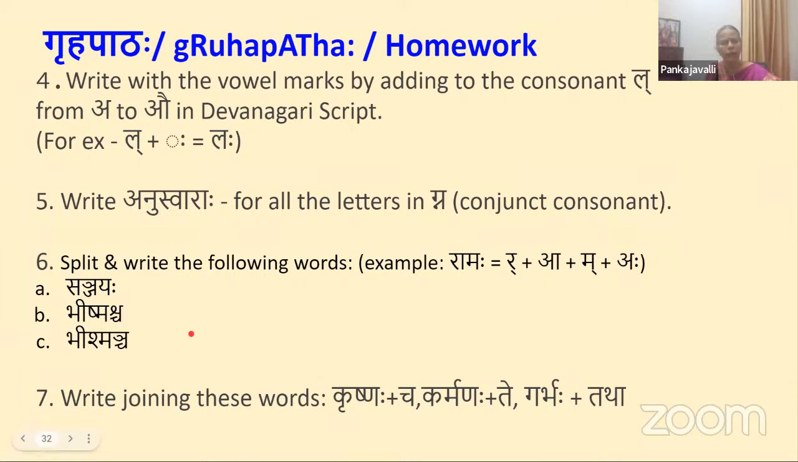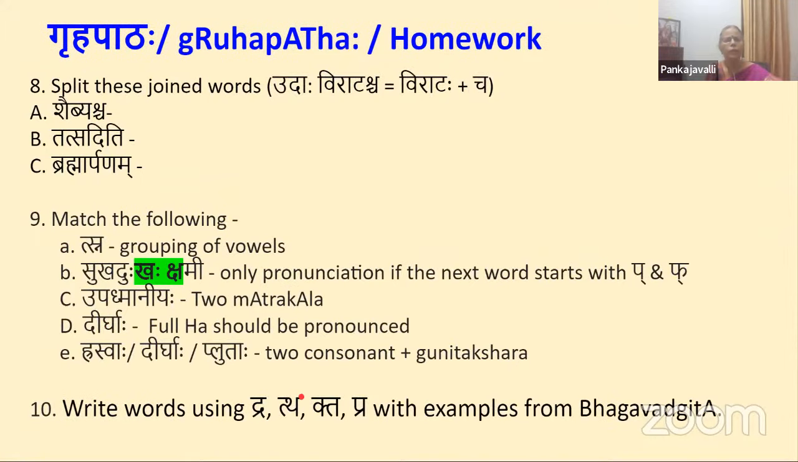Then write down the words. Krishnascha: here sha must come. Karmanaste: sakara must come there. Garbhastata: sakara must come there. So you must know what letters are to be added in place of the visarga for joining the words. Then fit the joined words: Kaibhyascha, Tatsaditi, Pramarpanam.